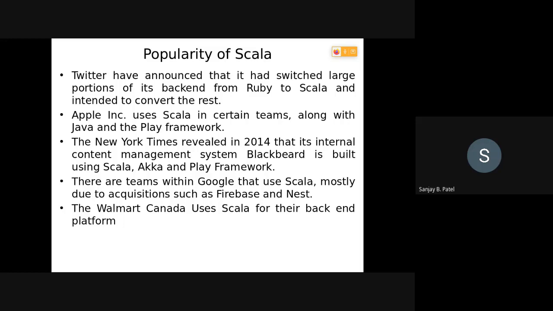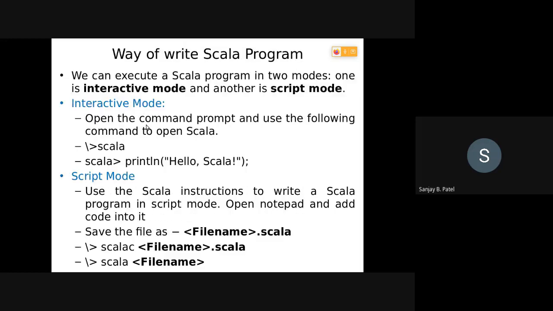In 2014, the New York Times released Blackbird, an internal content management system. Blackbird is built using the Scala, Akka, and Play frameworks. There are teams within Google that use Scala, mostly due to acquisitions such as Firebase and Nest. Walmart in Canada uses Scala for its backend platform. So this is the popularity of the Scala programming language.